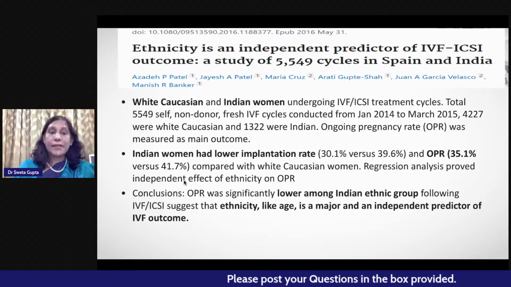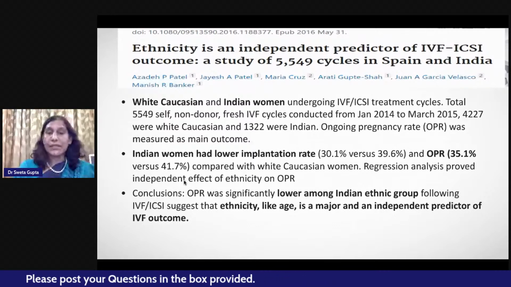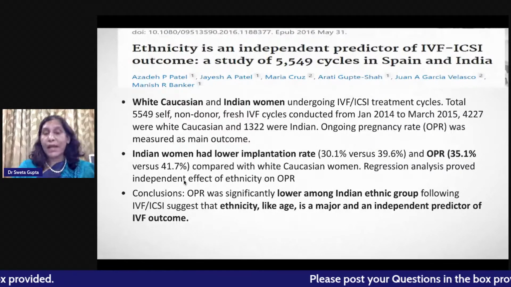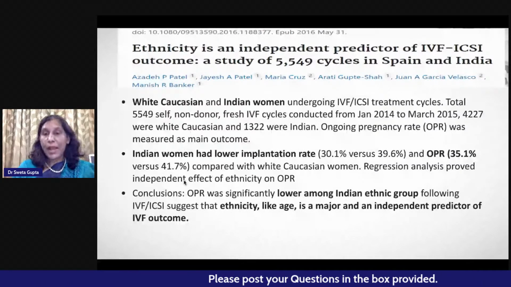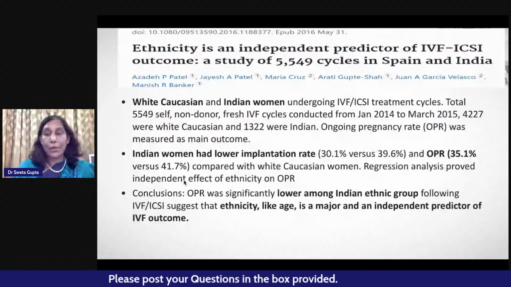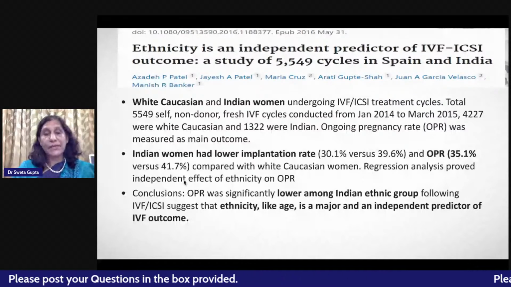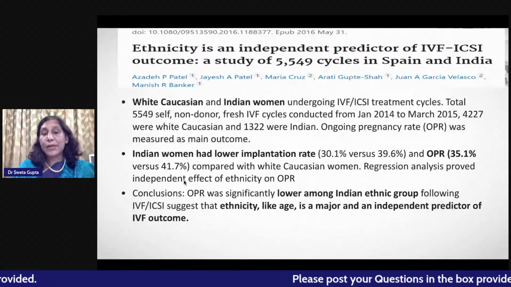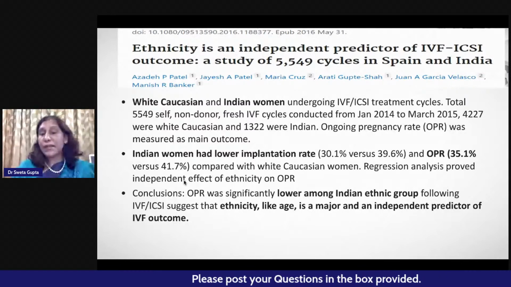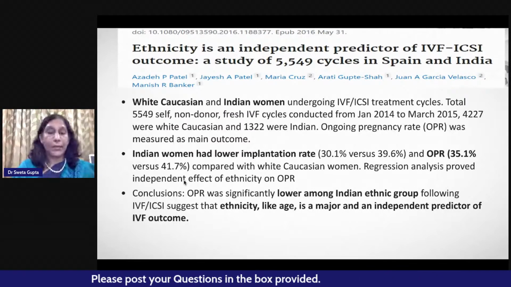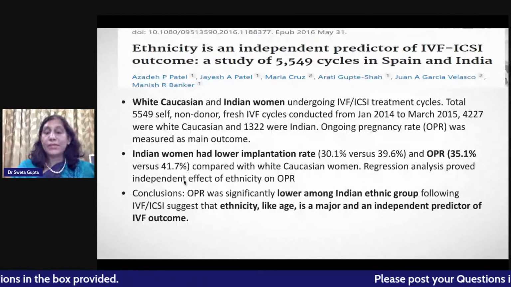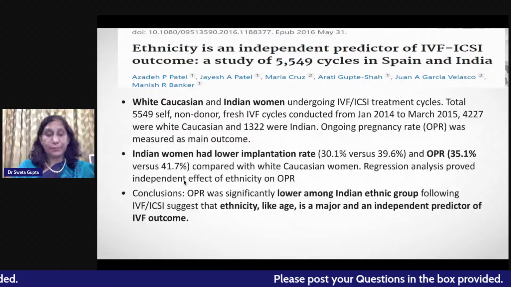But then there were more studies. This is a Banker study where they compared white Caucasian and Indian women, a big study, where they found that the Indian women had a lower implantation rate and the ongoing pregnancy rate was lower. It was 35.1% as compared to the Western, which is 41.7%. So they said that the ongoing pregnancy was significantly lower among the Indian ethnic group following IVF ICSI, which suggests that ethnicity, like age, is also a major and independent predictor.